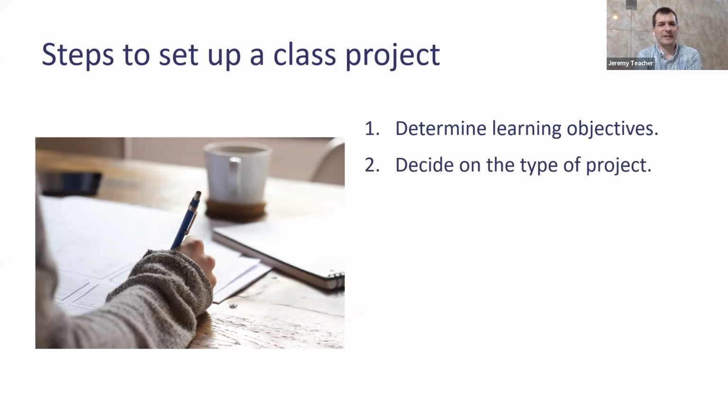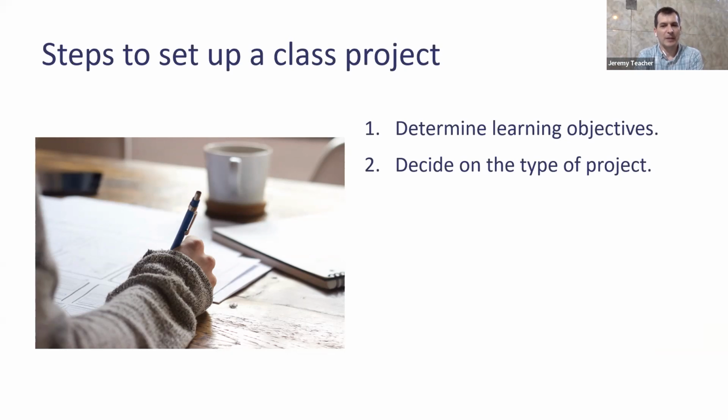The second step is to decide on the type of project. So think of a project that will fulfill those objectives, and then think about a couple of questions. What is relevant in your context? How can you connect it to students' lives? And what is realistic? Think about the time that you have available and the time students have available to work. Think about the resources you have available and also the resources that the students have available. Like, do they have access to a computer? That determines what kind of project you do.